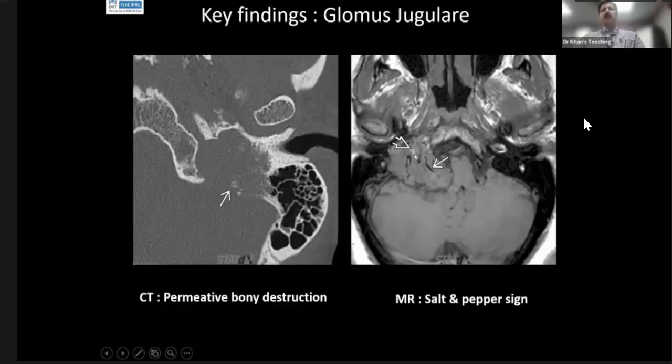What is salt and pepper sign? You might see some micro hemorrhages, which are high signal on T1, and you can see filling defects because these are very vascular arteries, or vessels, should I say, which have got high velocity flow, which appear as low signal. Salt and pepper sign on an MR, on a non-enhanced T1. Same thing you can see in carotid sheath, as I have told you. And on a CT scan, you can see this bony destruction.